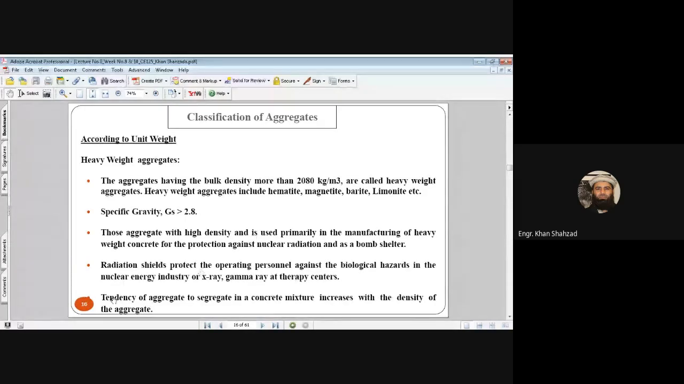The tendency of aggregate to segregate in a concrete mixture increases with the density of the aggregates. As we discussed in the segregation process, the coarse aggregate having more density will settle down quickly as compared to the normal weight aggregates or lightweight aggregates. So due to the settlement of these aggregates in the concrete, it will cause segregation.